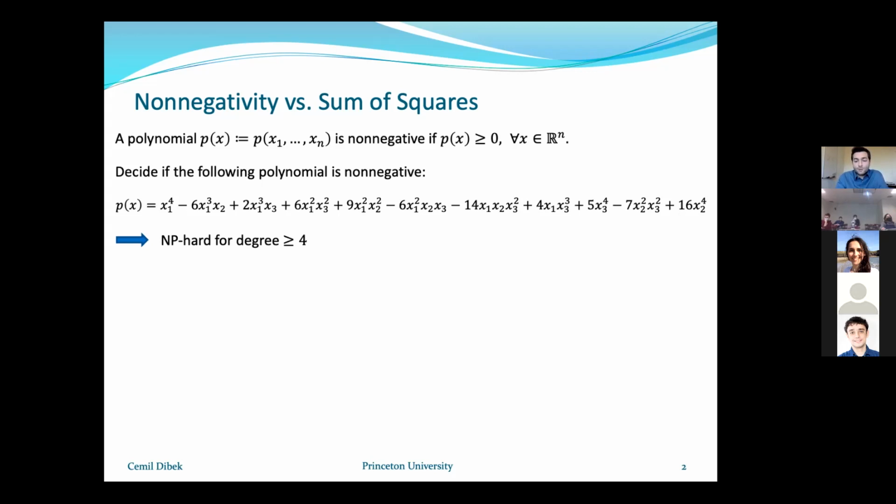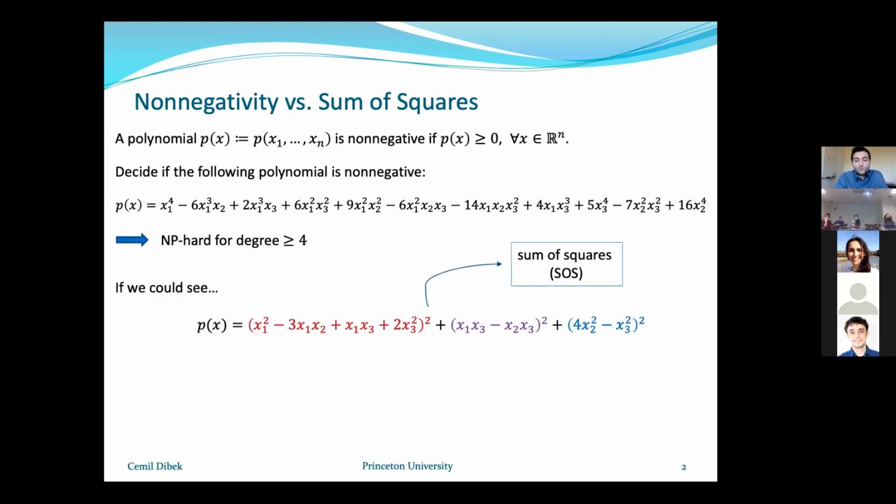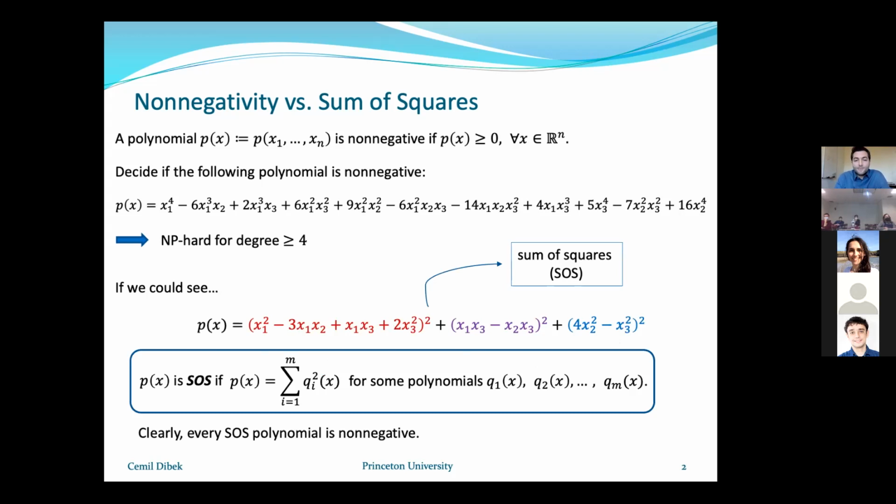Still, there are some ways of certifying non-negativity. And one way to do that is to try to write the polynomial as a sum of squares of other polynomials. For instance, here, this polynomial and this polynomial are the same polynomial. And it would be really nice to see that it can be written as follows, because this would tell us immediately that it is non-negative, because it is a sum of squares. So what is a sum of squares? We say that a polynomial P is sum of squares, or SOS in short, if it can be written as a sum of squares of other polynomials. And obviously, every SOS polynomial is non-negative.